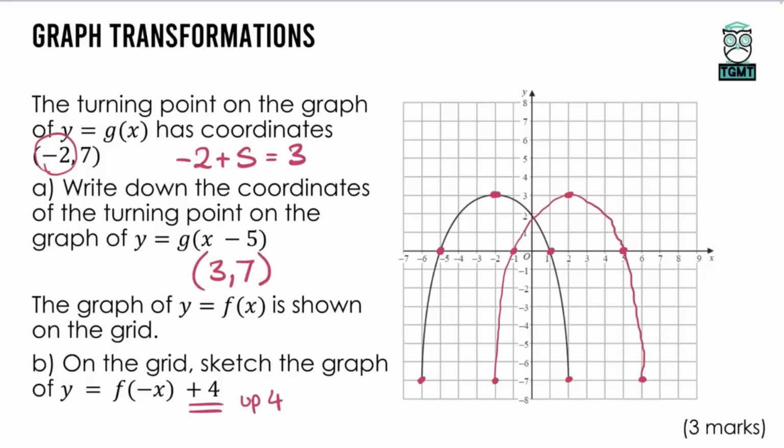So this top point, at the very top where the turning point is, goes up by 4. I'll go up to 7. The 2 points that are on the x-axis will go up to 4, just here. And then the 2 very bottom points that are down at -7 are going to go up to -3, just here. So there we go.